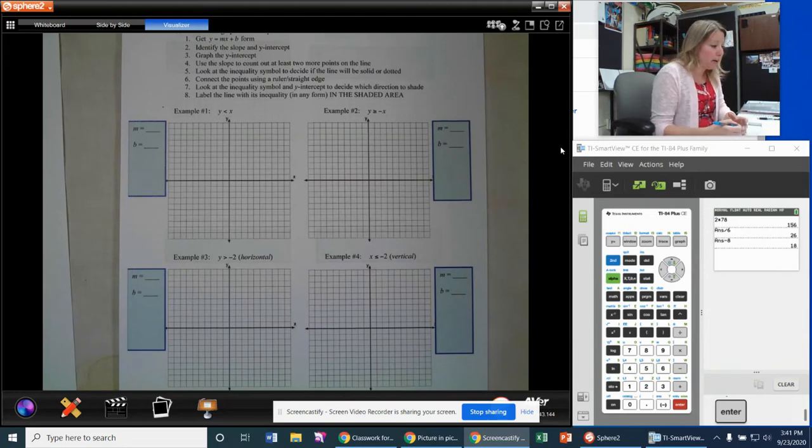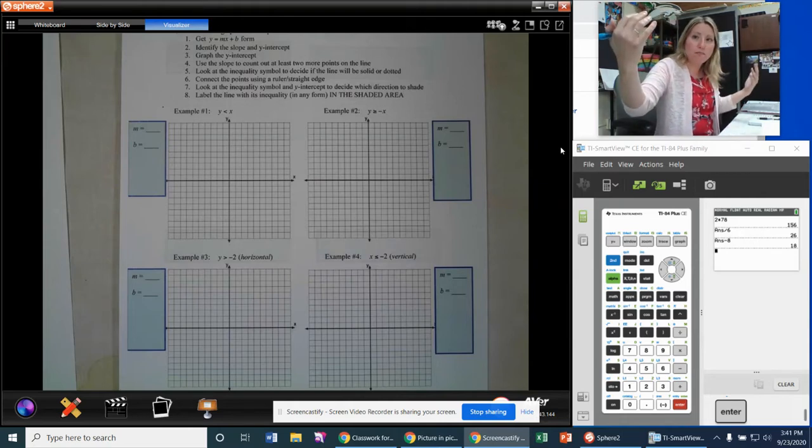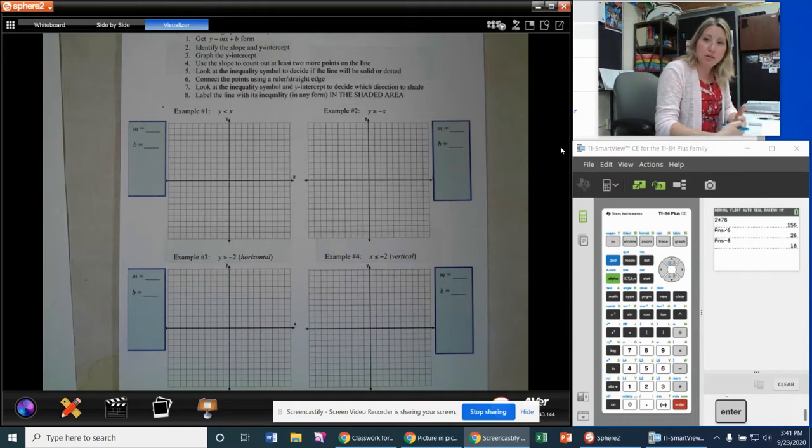I'm still going to find a y-intercept. I'm still going to use a slope to count from point to point. But that is the line in question. And you might not be able to call those points the solution if you don't have an equal to part on your inequality sign. Okay, that's not what you'll be able to do.